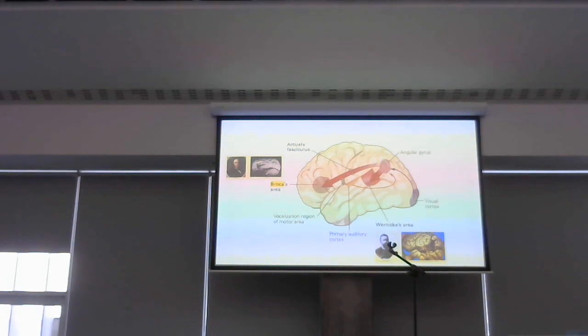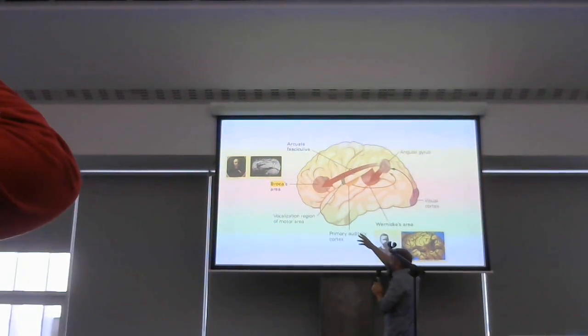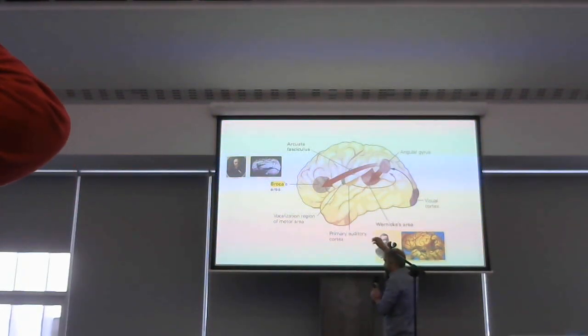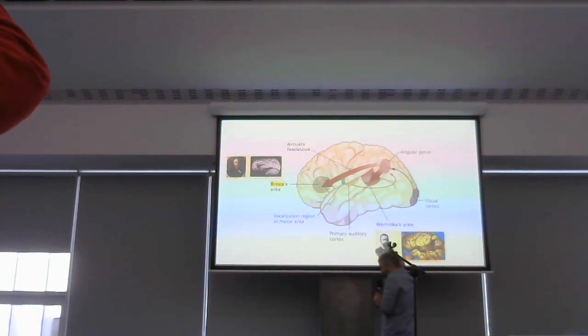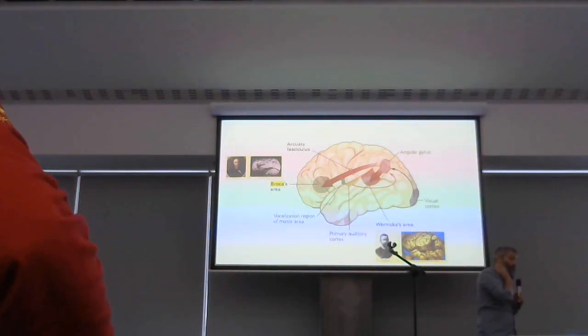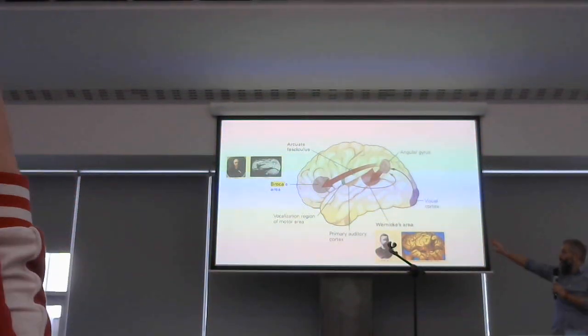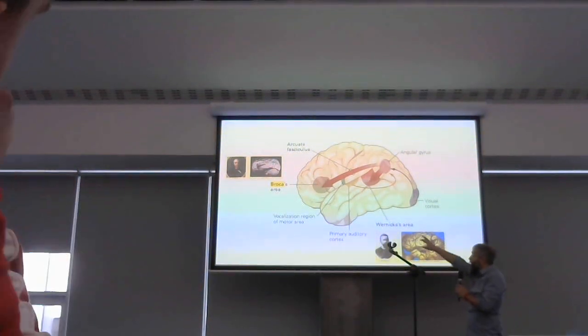Another thing about the cortex is Wernicke's area, or Broca's area, I should say probably. This guy got really famous for linking speech ability to a particular brain area. It's also an example of what he really discovered.